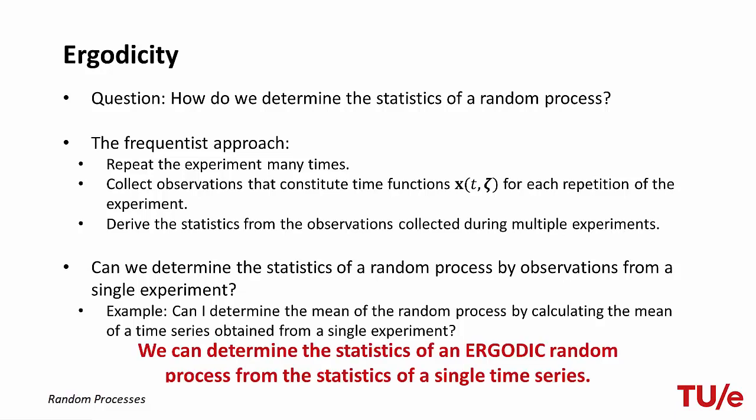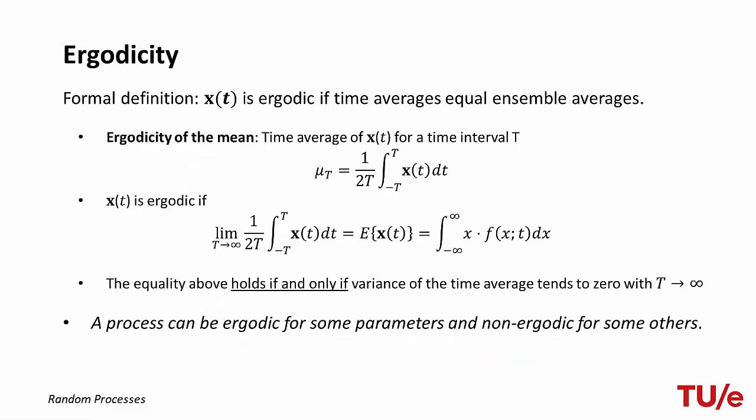For an ergodic process, the answer is yes. The formal definition of ergodicity is as follows. The random process xt is ergodic in mean if time averages equal ensemble averages. Whether we repeat the experiment multiple times and calculate the mean or average the observation in a single time series, we get the same result. Note how we say ergodic in mean. A process can be ergodic for some statistics and non-ergodic for some others. Also note that the formal definition says the time average is equal to ensemble average in the limit. This is a very important point.